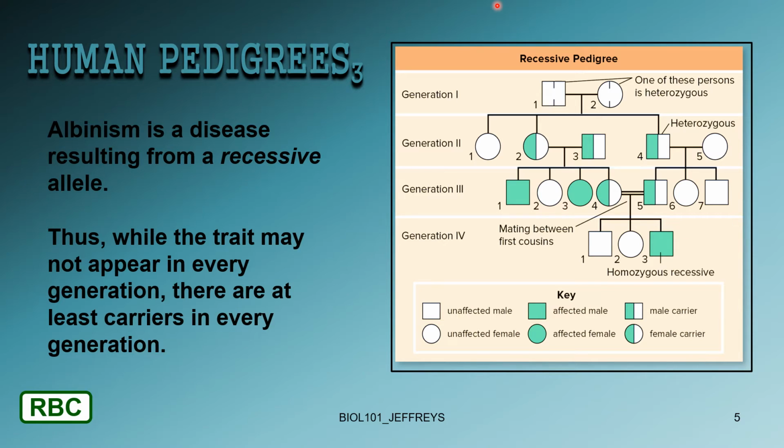So albinism is recessive, so it can either show up in the generation, but if it doesn't show up in the generation, then there will at least be a carrier. Okay.